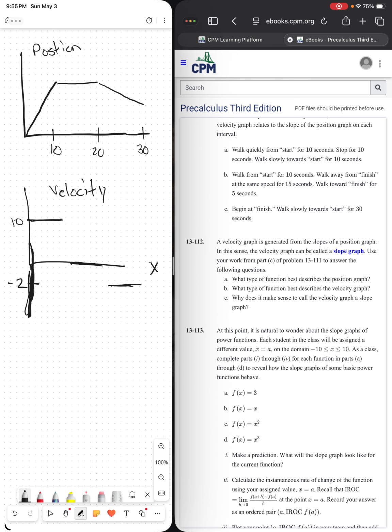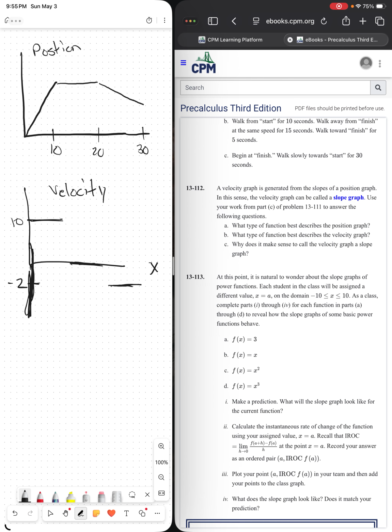So looking at that, looking at 112 here, just so you get the idea, the velocity graph is generated from the slopes. So this was a slope of 10 over 1. This would be a slope of negative 2 over 1. It's generated from getting the slopes of these to get your velocity.